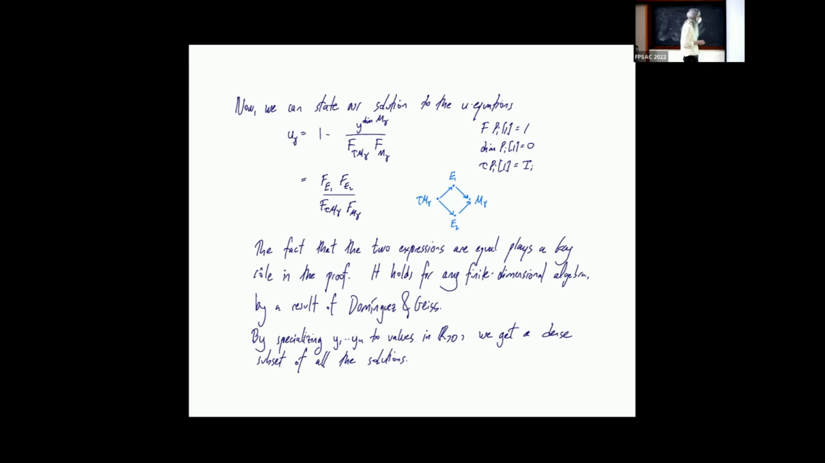So this gives us two different expressions for U gamma, which happen to be the same. And the fact that they're the same is actually a very crucial key ingredient of the proof. And it holds for any finite dimensional algebra by a result of Dominguez and Geiss.